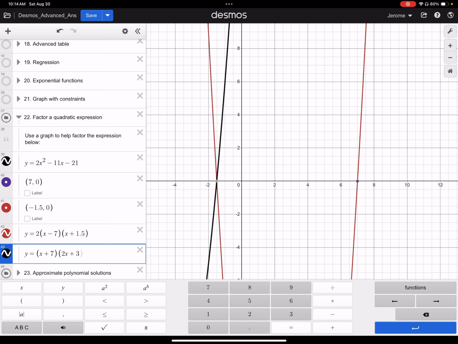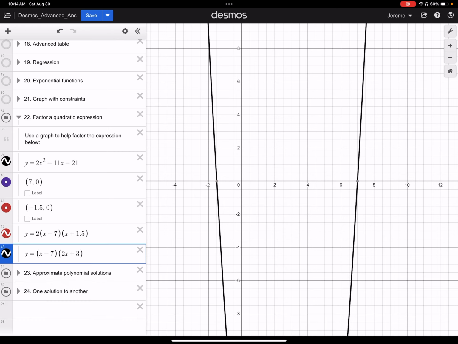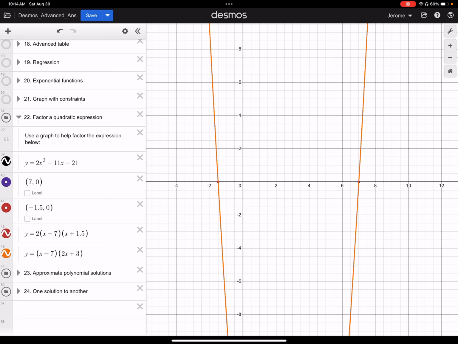Oh, that's why. It's like, wait, this is totally backwards. It's because this one is supposed to be minus. So minus, where's my minus key? It's right there. And I don't like this one being black because that's the same as the other one. So let's say we do orange there. And now you can see just like the 42, 43, all of these things are exactly the same. So we have successfully factored our quadratic.